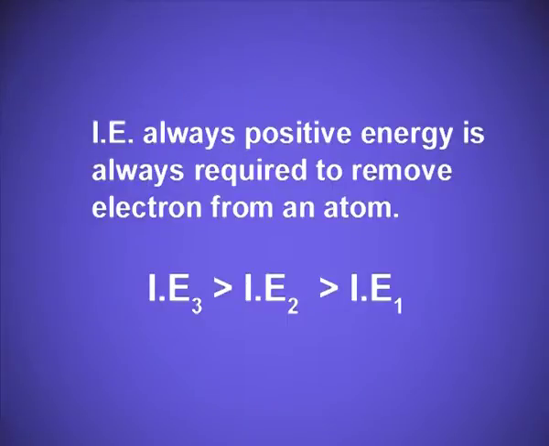The third ionization energy is greater than the second ionization energy, and the second is greater than the first ionization energy. The reason behind this is when we remove the first electron, the atom is neutral and in the ground state, so we need a lesser amount of energy. But when we remove the second electron, it is not a neutral atom, rather it is a cation. Already more protons are holding a lesser number of electrons. So the effective nuclear charge is high, and against that high effective nuclear charge, we are removing the second electron.